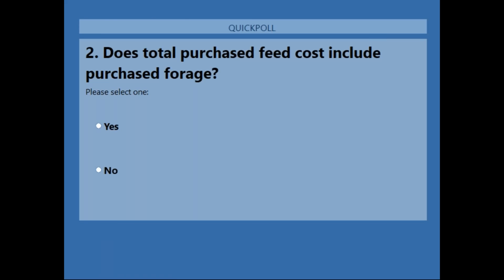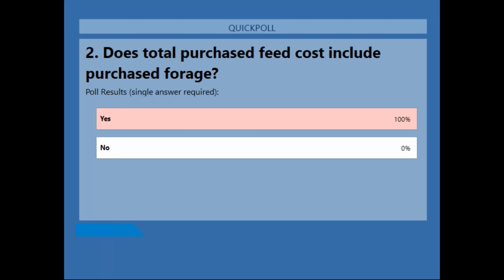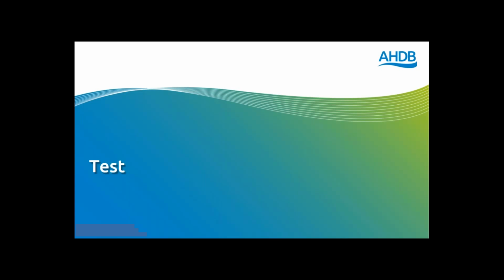Right, number 2. Does total purchase feed cost include purchased forage? Simply yes or no. Okay, that's complete and 100% yes. That's the right answer. Brilliant. Next question.